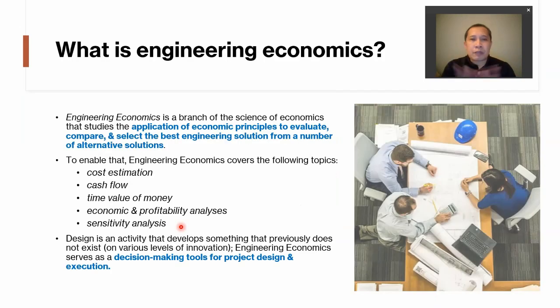All right, now we go to the definition of engineering economics. It is a branch of the science of economics, of course, that studies the application of economic principles to evaluate, compare, and select the best engineering solution from a number of alternative solutions. In other words, engineering economics is a decision-making tool that we use in this engineering design process. Traditionally, engineering economics covers these topics: cost estimation, cash flow analysis, time value of money, economic and profitability analysis, and also sensitivity analysis.